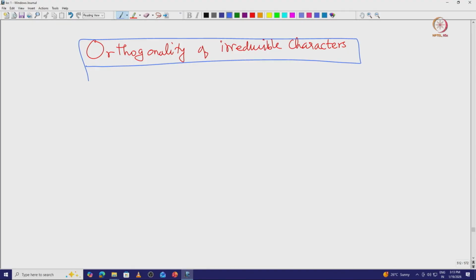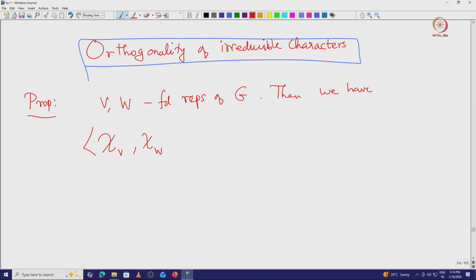So let us start with the following proposition. This is the key point in proving the orthogonality. So what is the proposition? We take any two finite dimensional representations of G, let us call them V and W. Then the inner product of the characters is exactly given by the dimension of Hom_G(V, W).